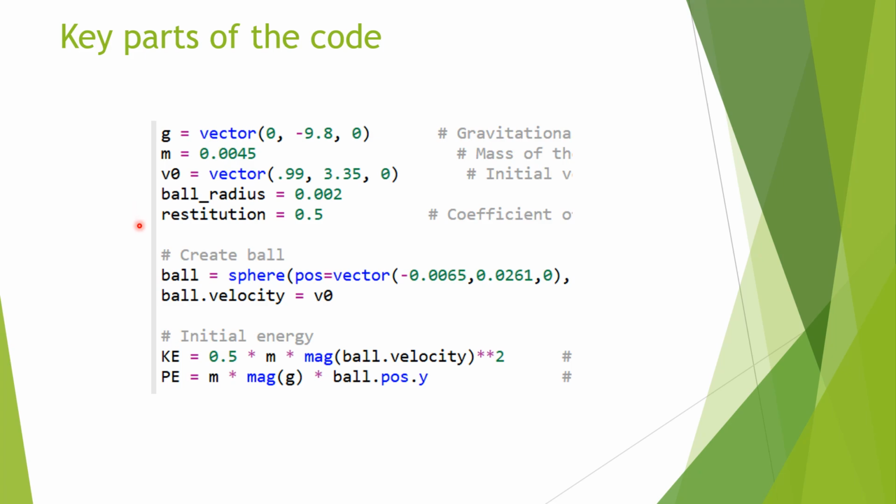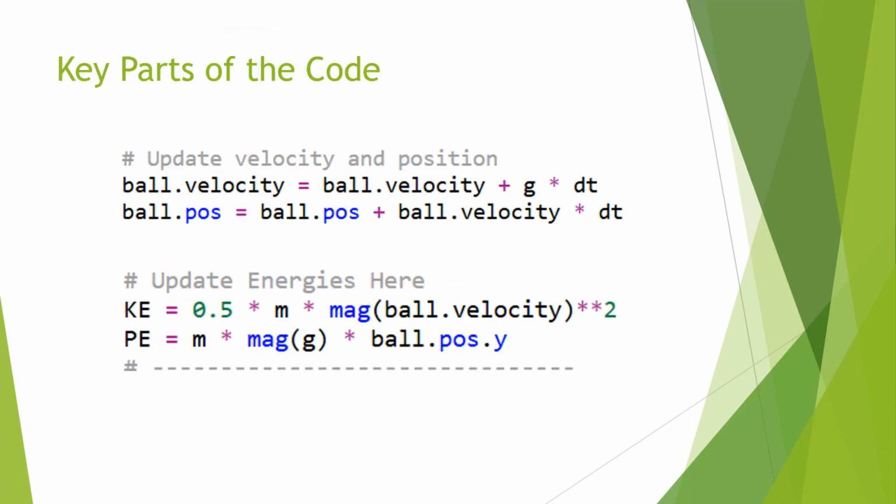And this restitution is how much energy is lost when the ball hits the ground. I just played around with different values until I found one that looked appropriate as to how the tracker video was. And then here are the formulas for kinetic and potential energy, which I went through earlier.